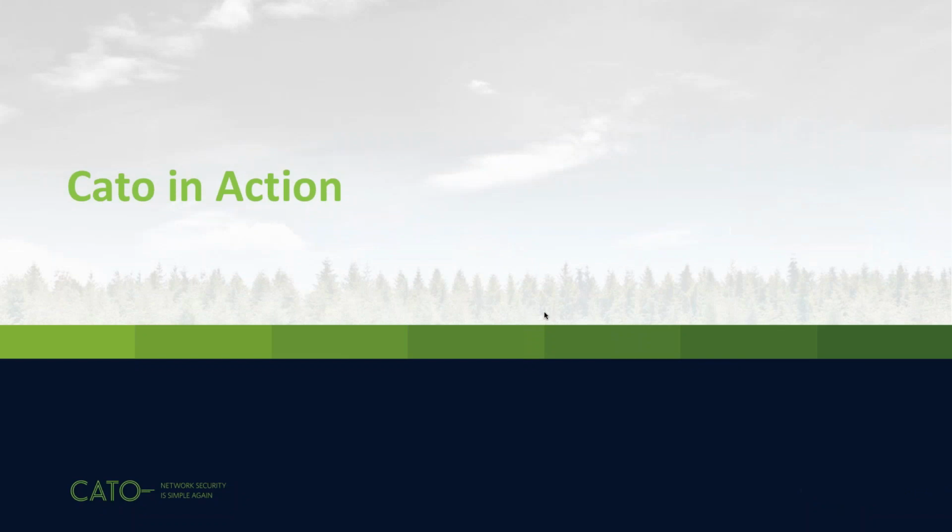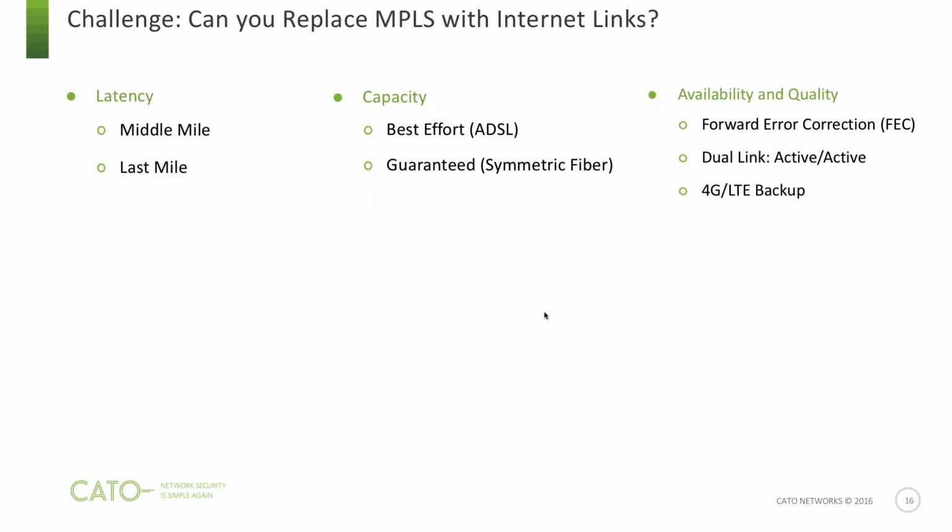So let's look now at several demos of Cato in addressing several aspects associated with the technical deployment of a solution like Cato. So let's take the first question. I want to talk about the question that we're getting a lot from customers: what does it take to replace MPLS with internet links? This is worth a whole separate webinar, so I'm going to do just a very high level overview here. So what MPLS provides is guaranteed latency, guaranteed capacity, and a commitment around availability and quality.